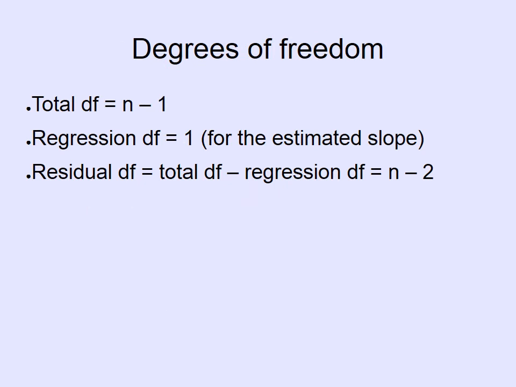Degrees of freedom: total degrees of freedom is n minus 1. Regression degrees of freedom is 1, and that's for the estimated slope. So that's always going to be 1 in our simple linear regression. That's not going to change. And the residual degrees of freedom is the total degrees of freedom minus the regression degrees of freedom, so n minus 2.